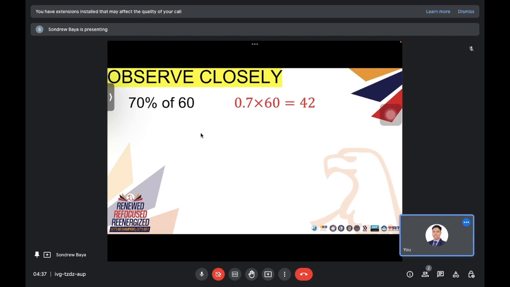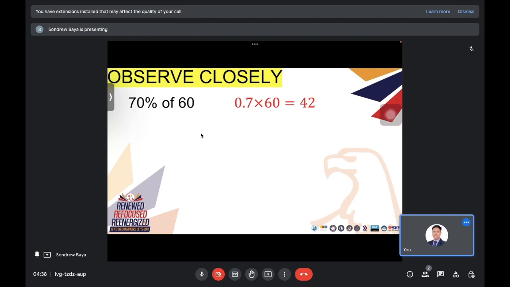This method is correct. It's very good. It's the right way to get percentages of any number. We just have to multiply the decimal or the fraction equivalent of the percentage to the given number. Just like this, 0.7 is the decimal equivalent of 70% times 60 equal to 42. However, some students might not be comfortable multiplying a decimal with another number. That is why there is another method of getting percentages without doing this method.